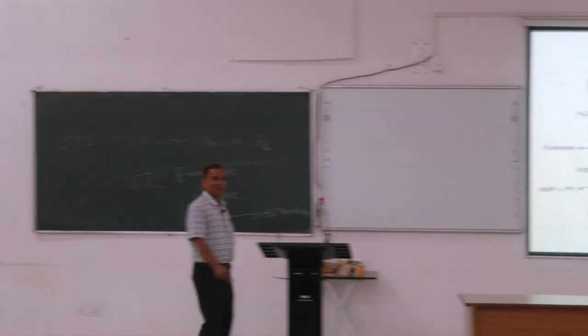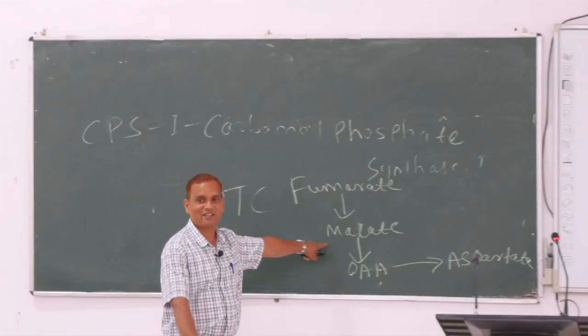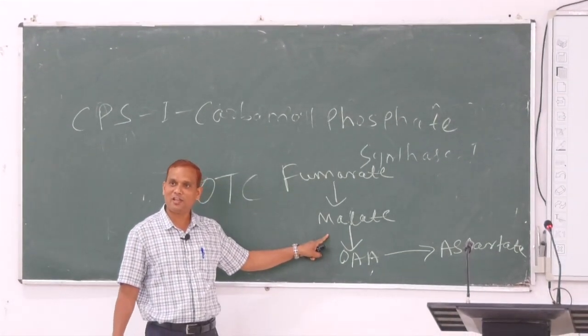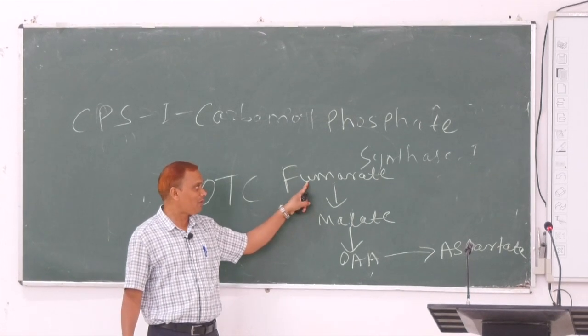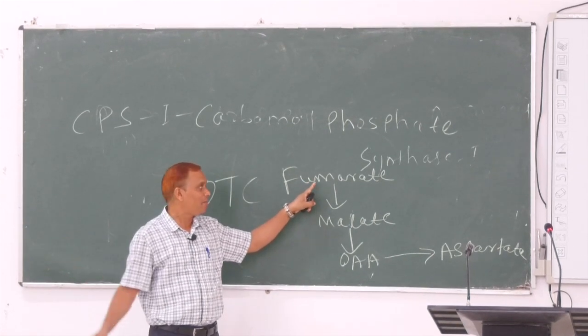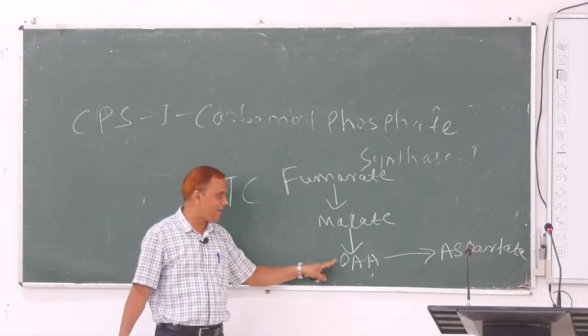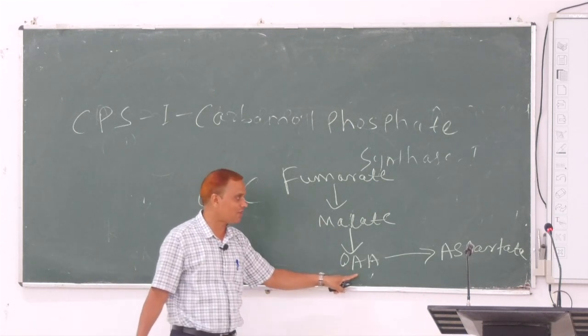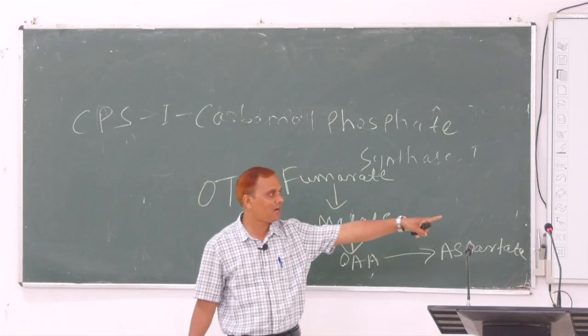That fumarate is converted to malate. Fumarate will be converted to malate, malate converted to oxaloacetate, and oxaloacetate converted to aspartate. Now it will become aspartate.